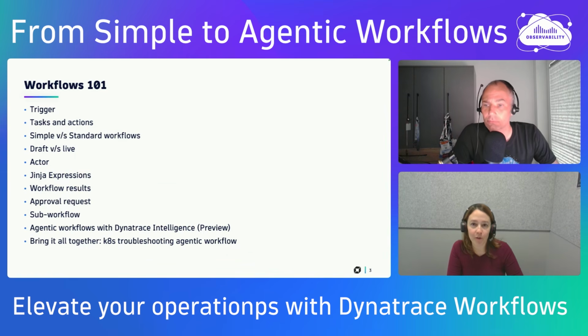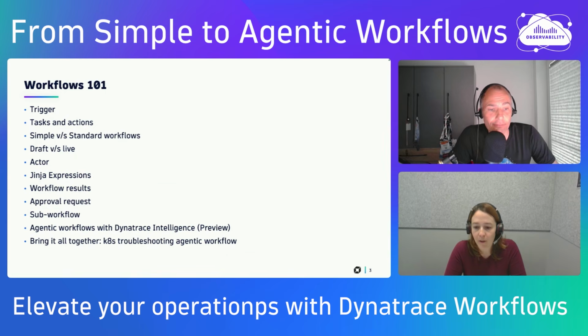And then we're going to talk about agentic workflow. First, what's the difference between a workflow that is not agentic and a workflow with an agentic step. We're going to shortly look at Dynatrace Intelligence preview, that you can use to build your agentic workflow. And then at the end, we're going to bring it all together into one example of an agentic workflow, which is the Kubernetes troubleshooting agent workflow.